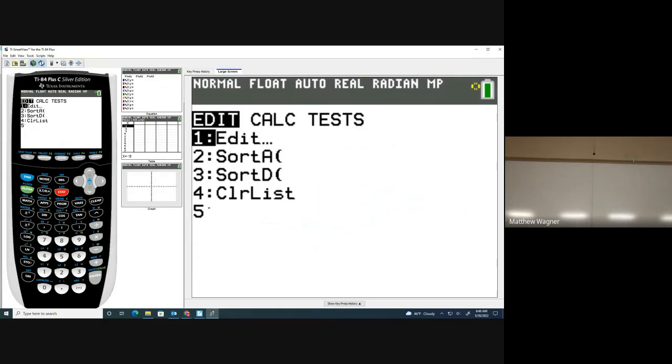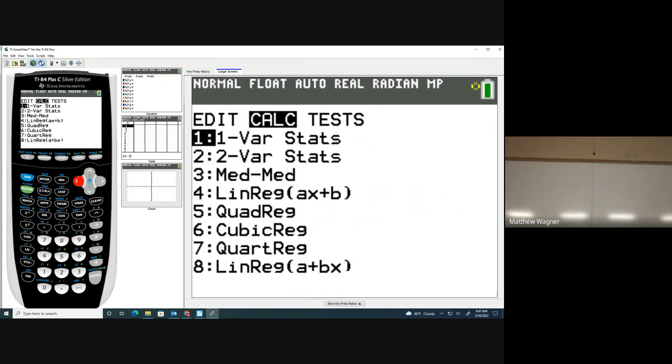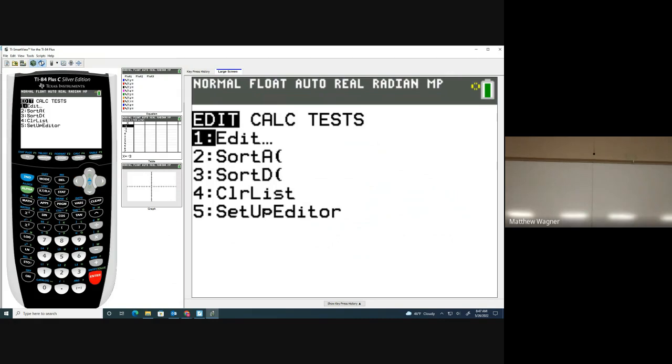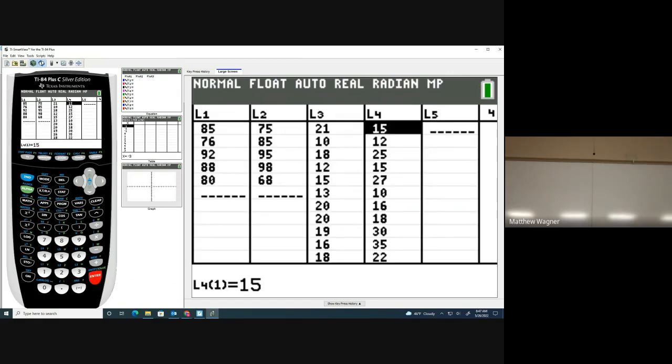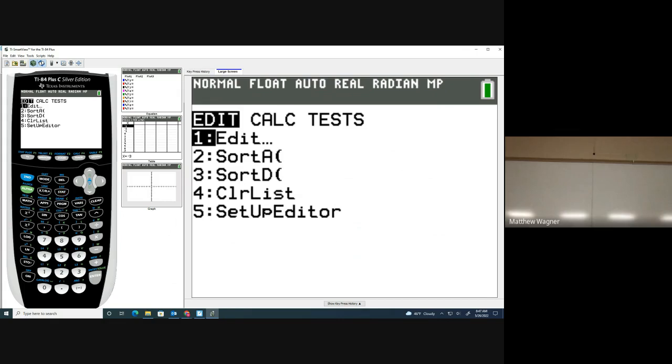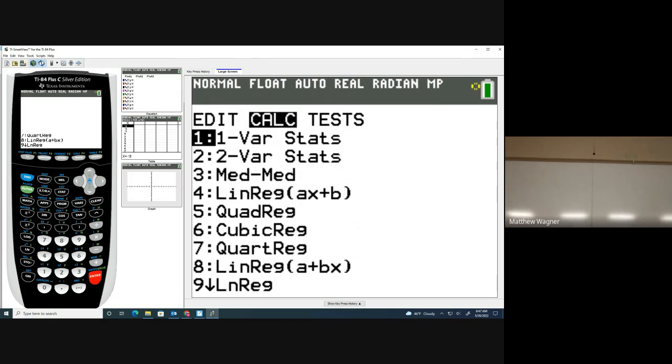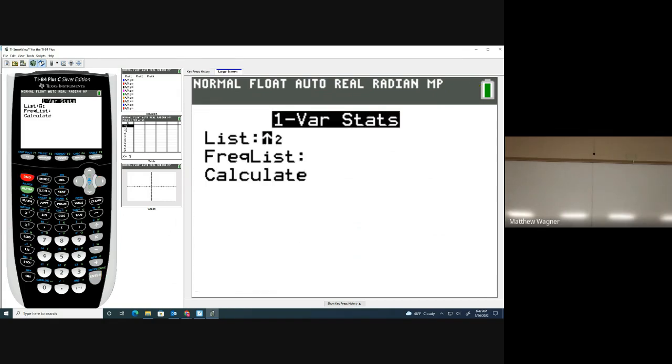Again, if you want to pause the video and type this in, you are more than welcome to, but I believe I set this up in my list 3. So you can pause the video and enter the information from this problem if you want, but we're going to go to stat, calculate, one variable stats. This time I'm running list 3.